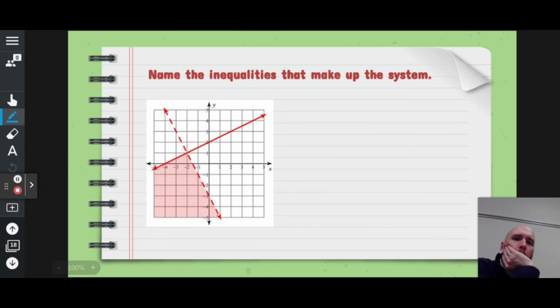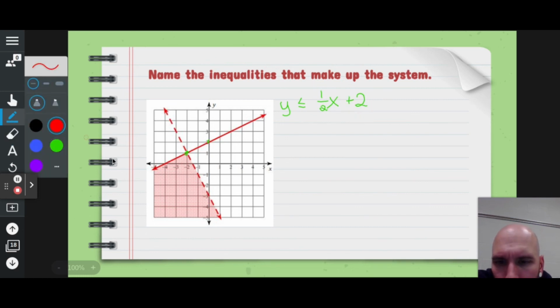Name the inequalities that make up this system. All right, I like these. I'm good at these. This one right here is going to be y. Since I'm shading below and I'm including the line, it's going to be less than or equal to. My slope is going to be, here's a dot, up 1 over 2, so up 1 over 2, x. And I go through 2, so that's my one equation.